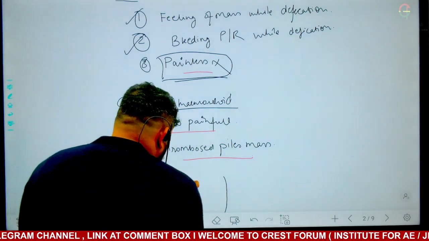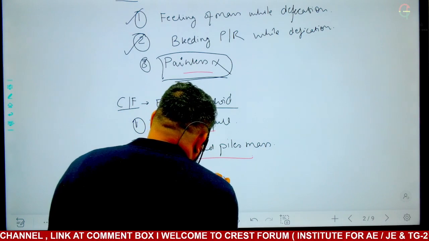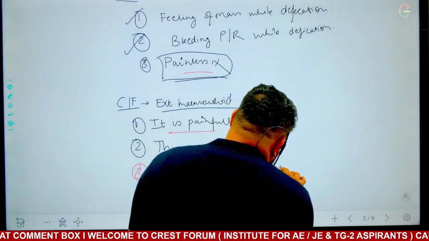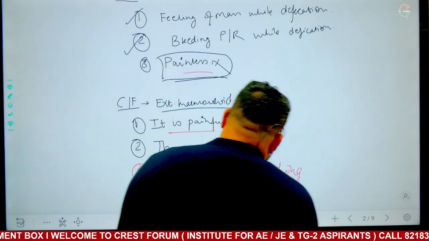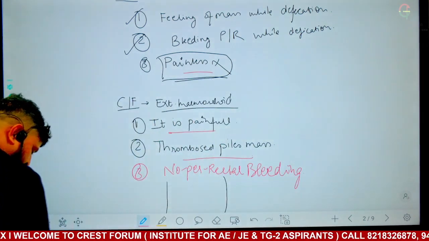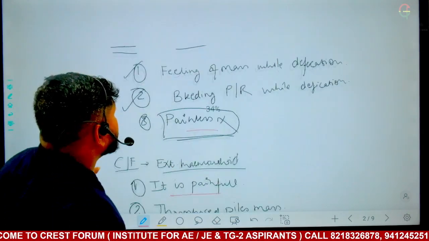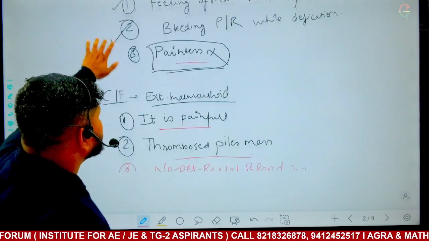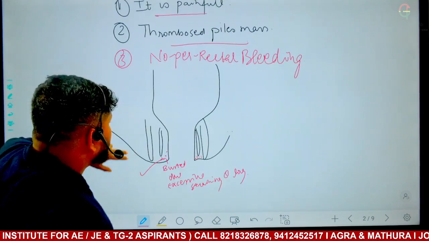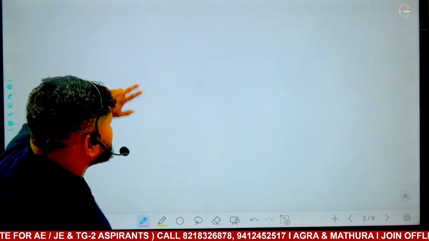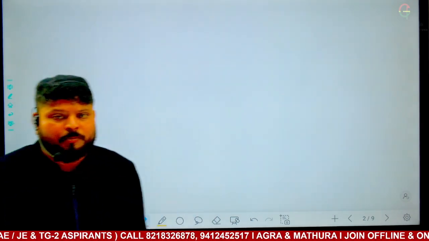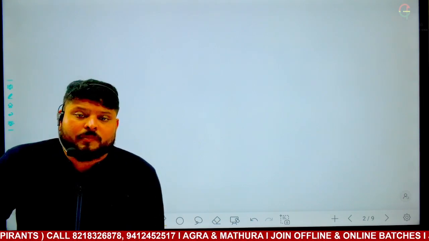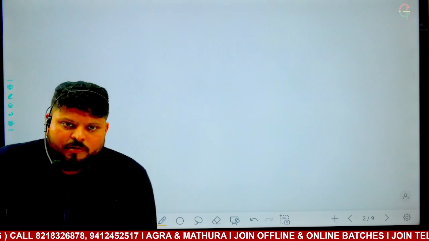No per rectal bleeding. Are you getting everything? These are the clinical features of the external and internal hemorrhoids, and we have clarified about the internal and external hemorrhoids. We have also talked about the primary and secondary hemorrhoids. We have already talked about the grades of the hemorrhoids.